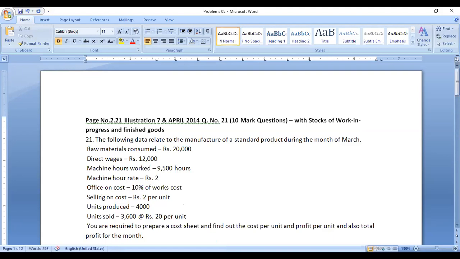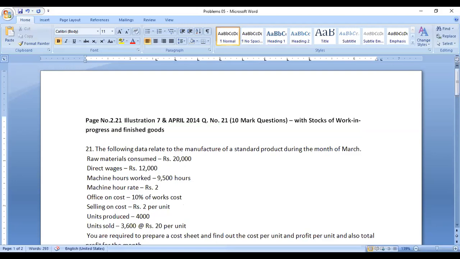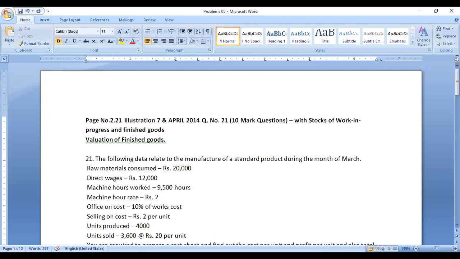So again, what are you going to do here? In this question, you are going to value finished goods. Valuation of finished goods also you are going to do in this problem. Okay, this is a somewhat advanced problem. Okay, now we can figure out the problem, right? So question number 21, right?